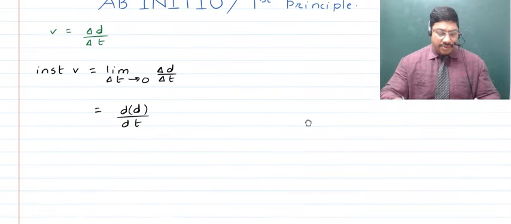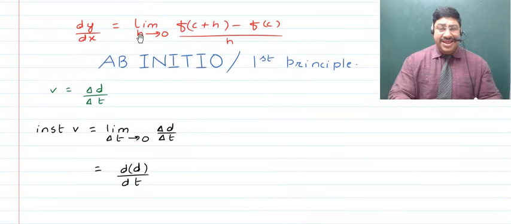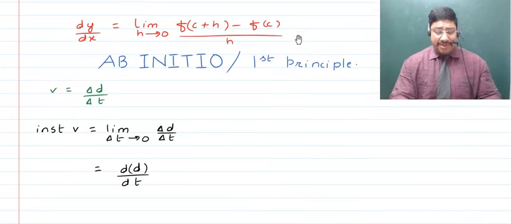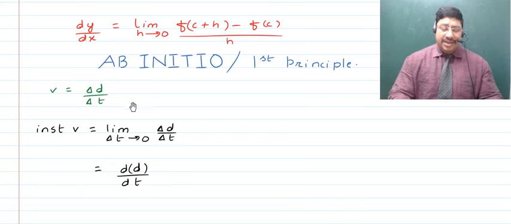Now remember children, we discussed finding out the derivative of a function by ab initio. So we have dy upon dx, and that's equal to limit h tends to 0 f of c plus h minus f of c divided by h, right? And this is the ab initio, or the first principle of finding out the derivative of a function.